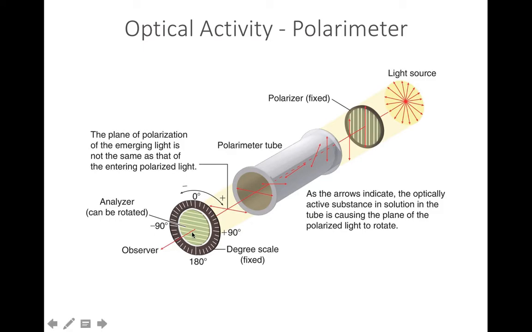And so we have an analyzer. This is essentially just another polarizer that we can rotate, and we keep rotating it until we can see the light. And so we know what the original polarization is. We know what the final polarization is, and so we can determine how much the polarization of the light has been rotated by passing through our sample of chiral molecules.